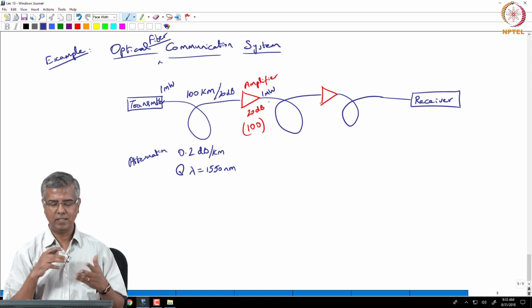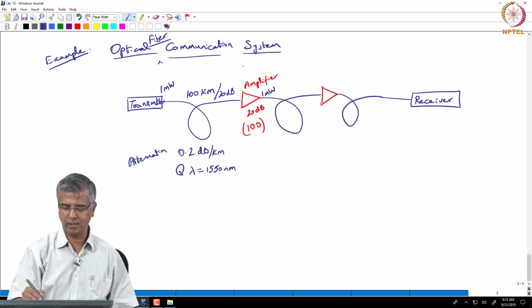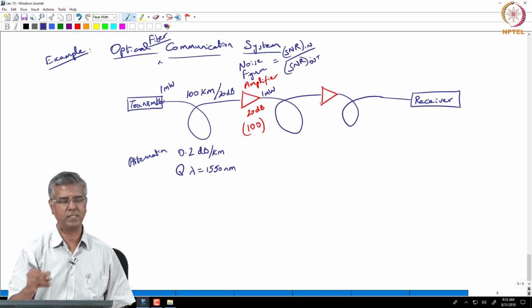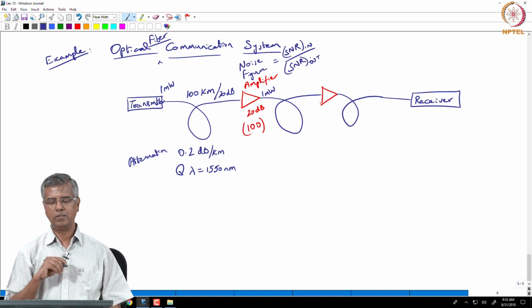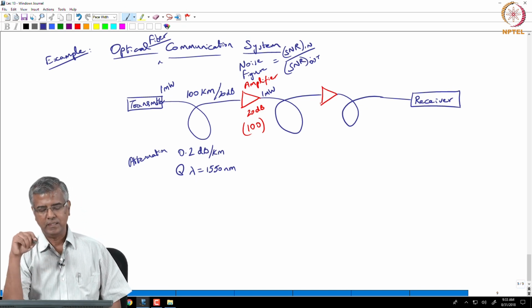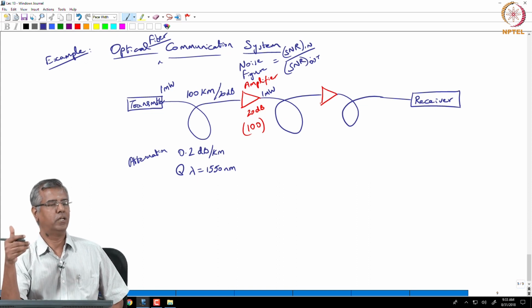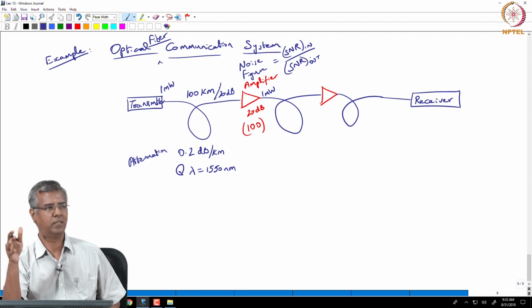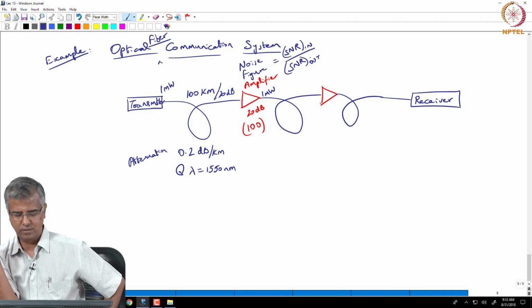So, all these amplifiers would have something called noise figure. So, what is noise figure? SNR at the input divided by SNR at the output. Okay. So, they add their own noise to it. So, you would see that the signal SNR, the signal to noise ratio, is degrading as we go further down that system.